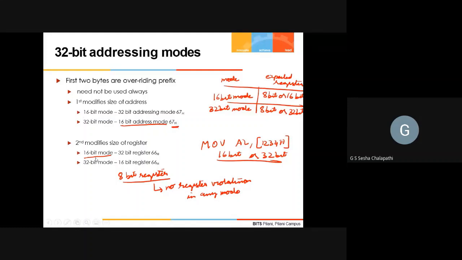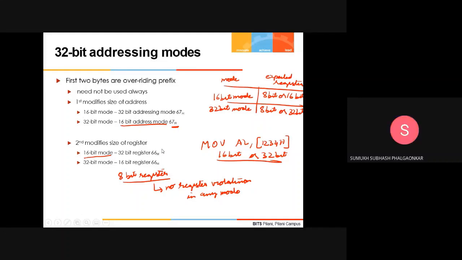And inside registers, I think this is clarified. In 16-bit mode, if you use 32-bit registers, it will be a violation. In 32-bit mode of operation, if you use 16-bit registers, that is a violation, and that will be specified using 66H.